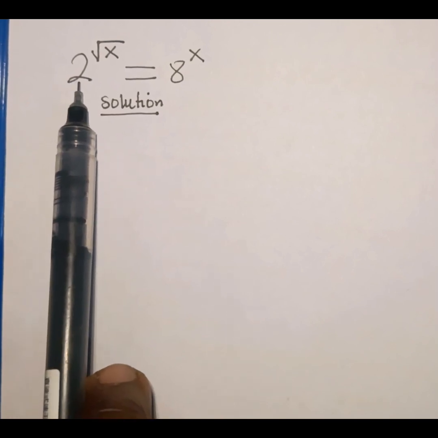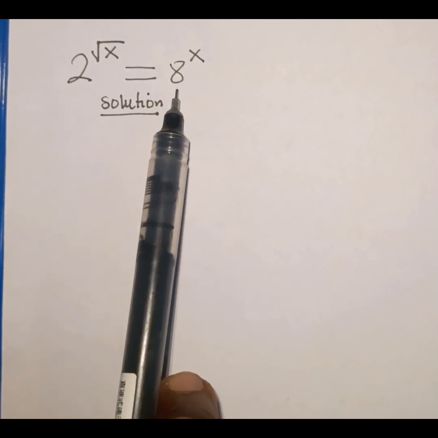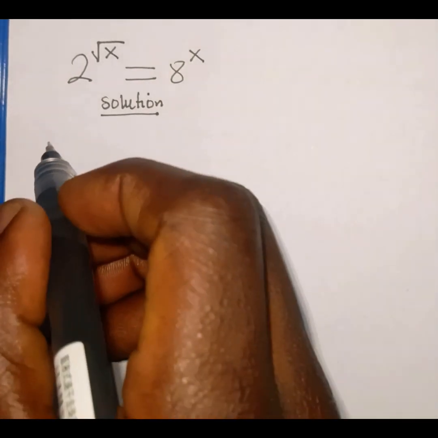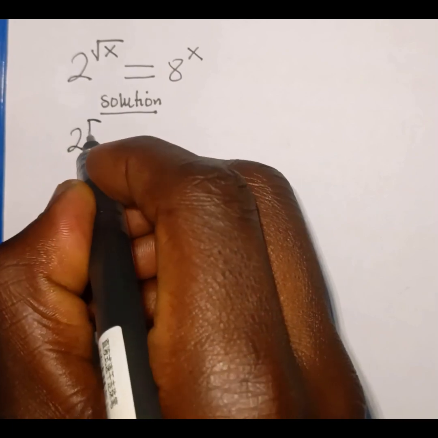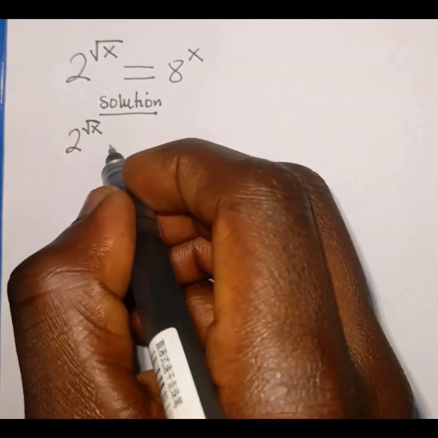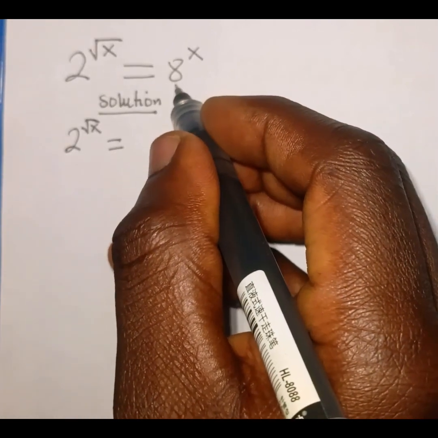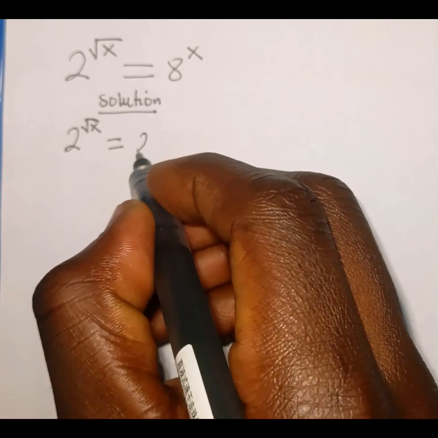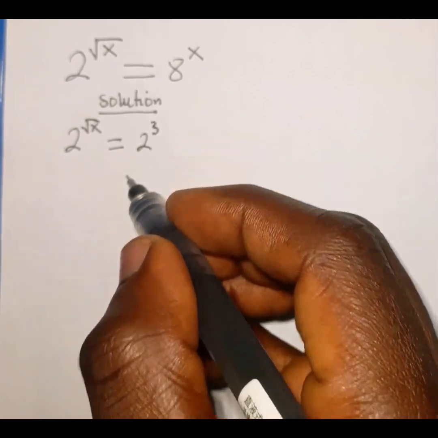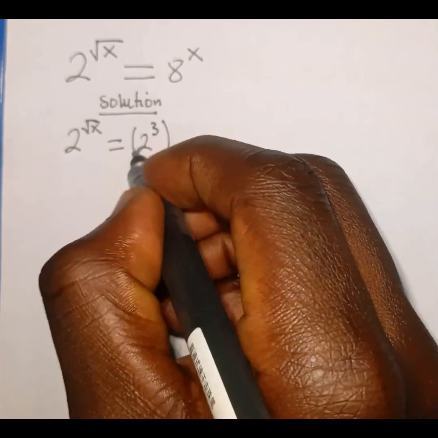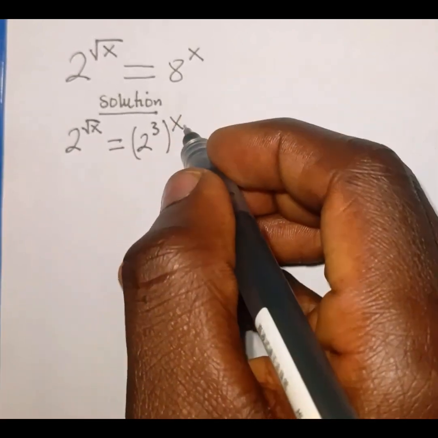So here we have base 2 and the base here is 8. But note that we can write this 8 in base 2 in index form. So when we do that, we are going to have 2 raised to the power of square root of x. We're not going to touch this base because it's the lowest number. So we're going to write this 8 in index form to the base of 2. So 8 is the same as 2 raised to the power of 3, because when you multiply 2 by itself 3 times, it's going to give us 8. So everything is raised to the power of this initial power, which is x.